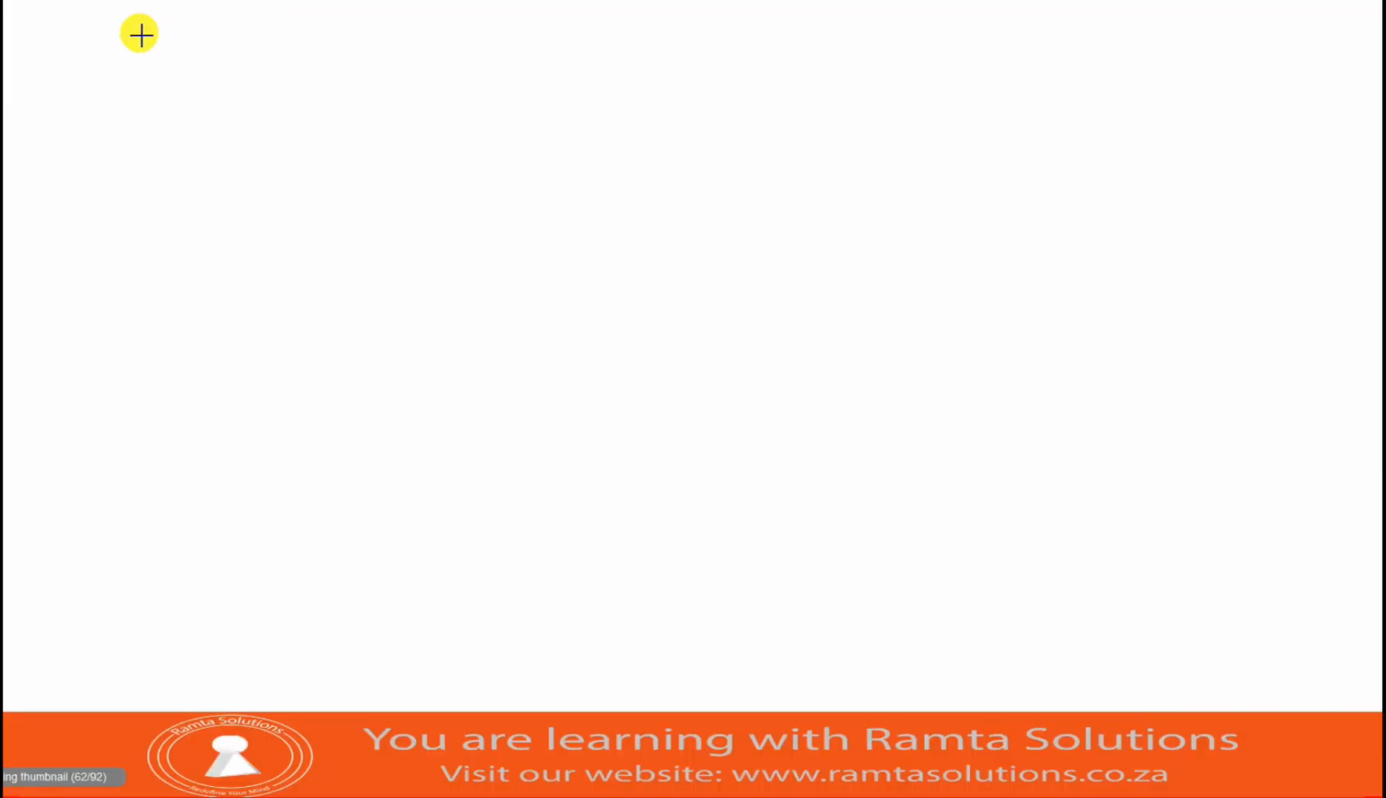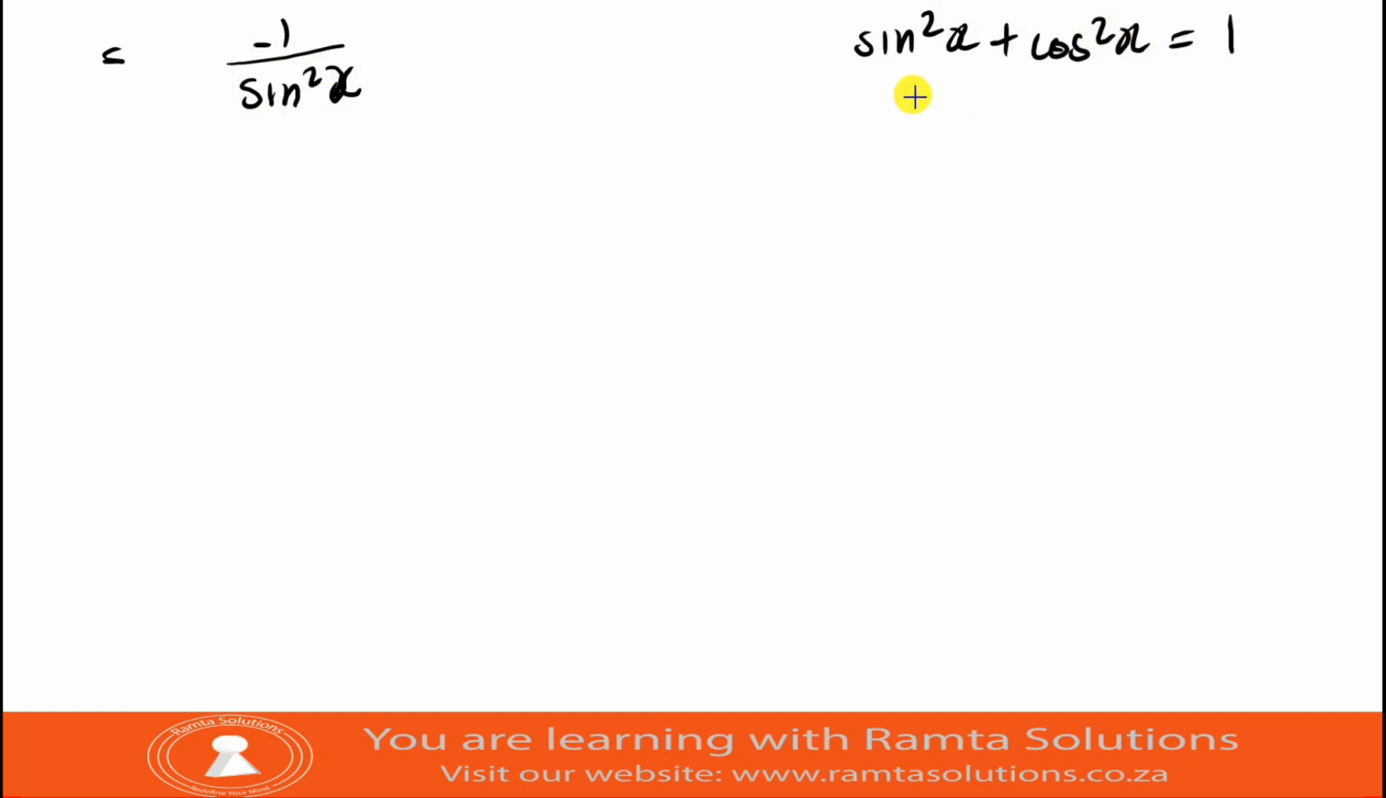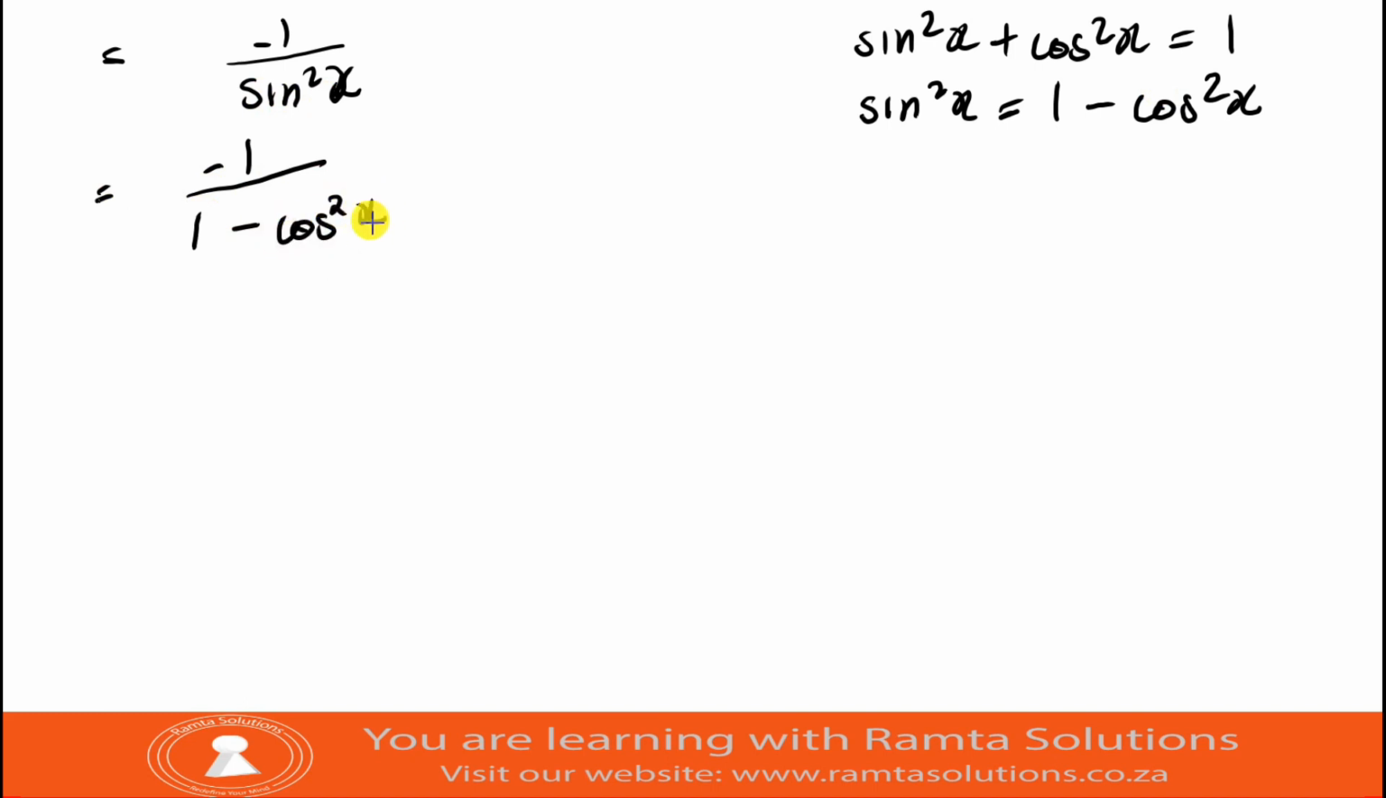Let me go to the next page. So we have negative 1 over sine square x. Again, for sine square x, there's an identity that we use which says sine square x plus cos square x is equal to 1. This means sine square x is equal to 1 minus cos square x. So in place of sine square x, this becomes 1 minus cos square x.